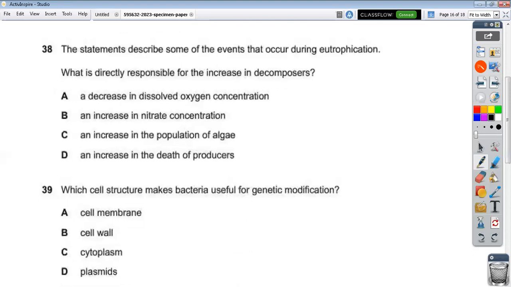Which statement describes some of the events that occur in eutrophication? What is directly responsible for the increase in decomposers? Directly responsible. Okay, that's an easy question. So what will be directly responsible for the increase in decomposers? What's the best answer then?